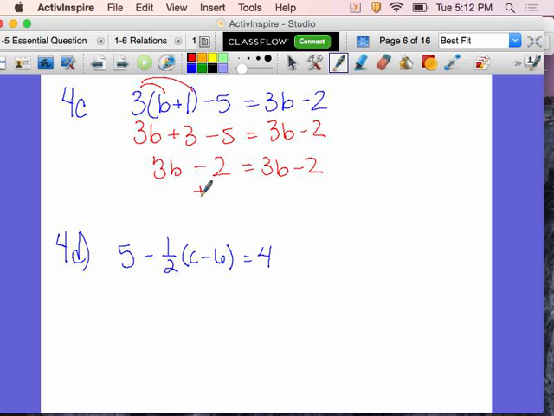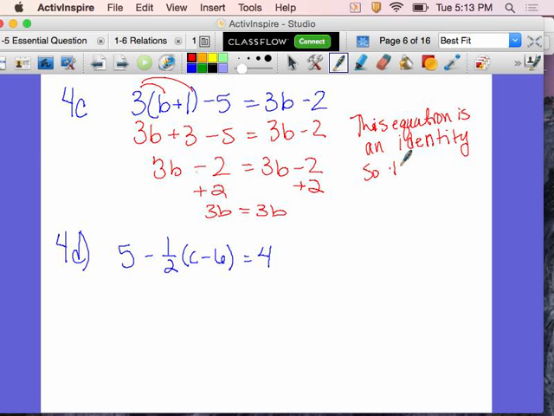But if you didn't, you might say add 2 to both sides and get 3b equals 3b, and they're the same. Or you could have even subtracted and got 0 equals 0, or you might have got any manner of things. -2 equals -2. There's lots of ways to get it. But this equation is an identity. So the solution set is all real numbers.